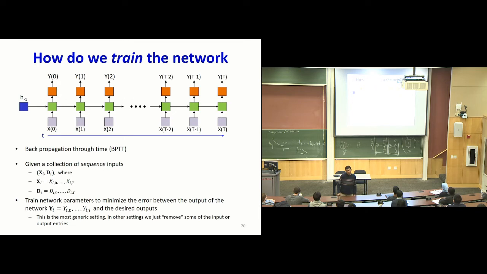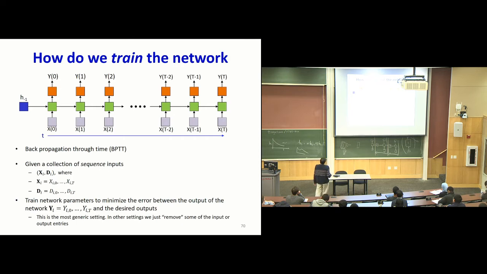So this is the most generic structure. Here, the network produces some outputs at every time. The network has some desired outputs at every time. And our job is to figure out how to train the network parameters such that the divergence between the desired output sequence and the actual output sequence is minimized.